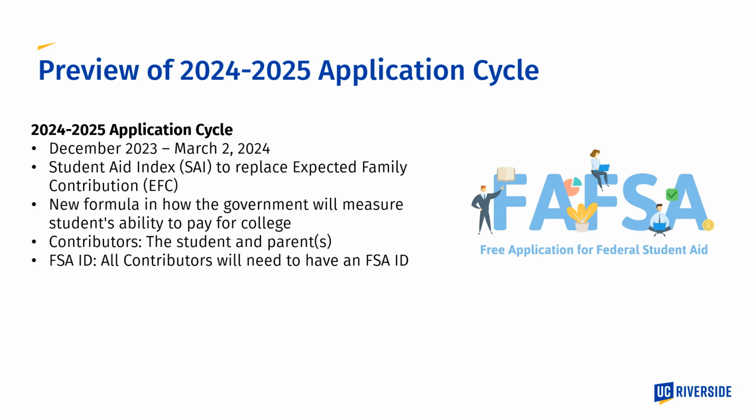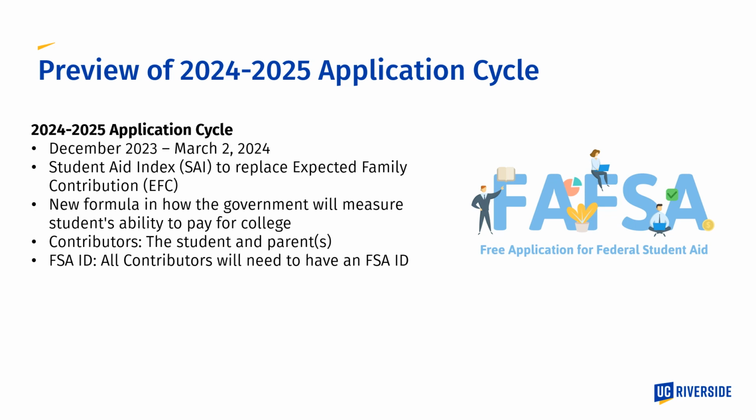All required contributors will need to provide consent for the application to link the IRS information. Without consent from all contributors, the application will not determine the SAI needed to determine aid eligibility. All contributors will be required to have an FSA ID. The FSA ID allows contributors to sign into the FAFSA and sign and submit the form electronically.